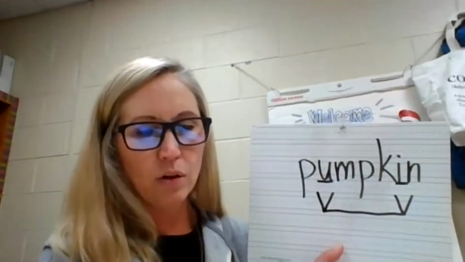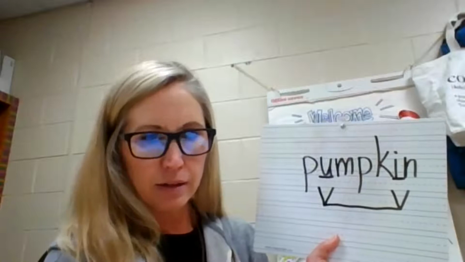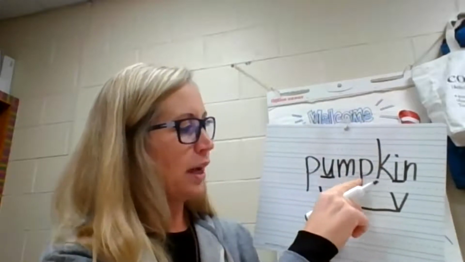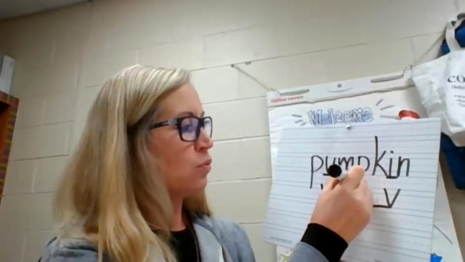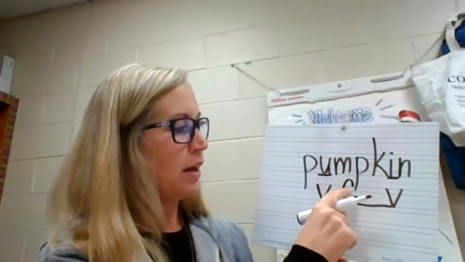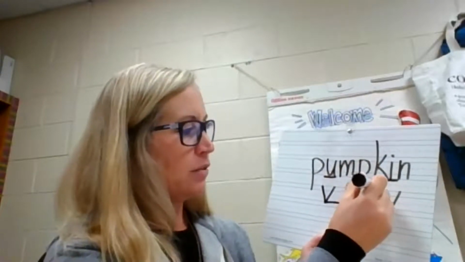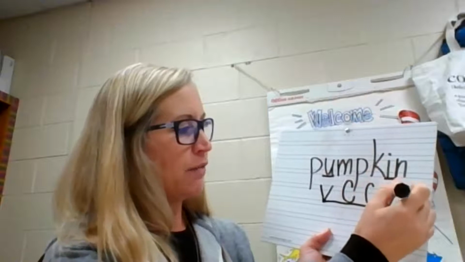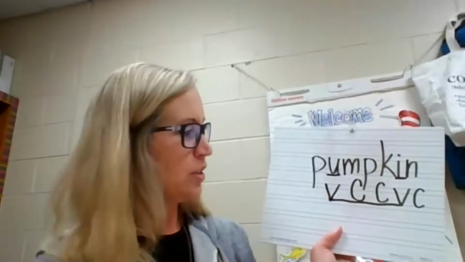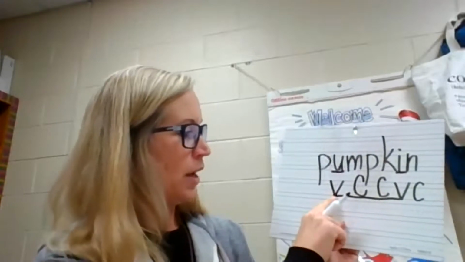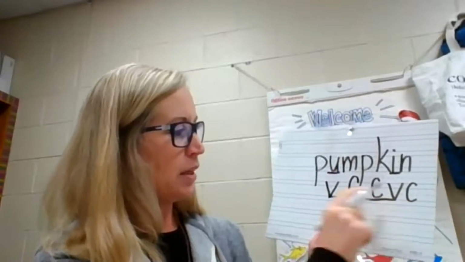Now last week we learned that MP is a blend. We're not gonna mark that as two consonants, we're only gonna mark it as one because it is a blend and it makes one sound. So I have one consonant marked under the M and the P. Then I have a K, so I'm gonna go ahead and mark that one, and I have an N at the end. So now I can mark the P if I want, but there's no need to. All right, so I've got my vowel, my consonant, my vowel, and my consonant.